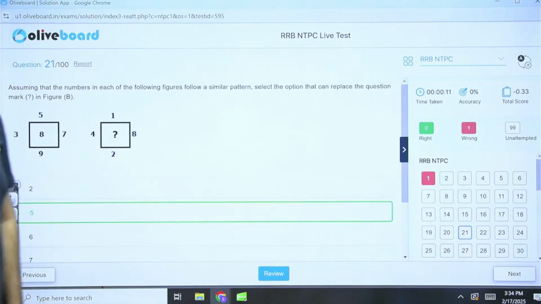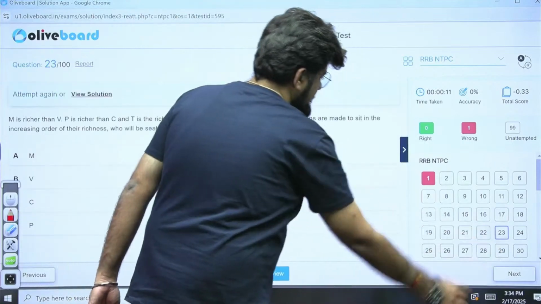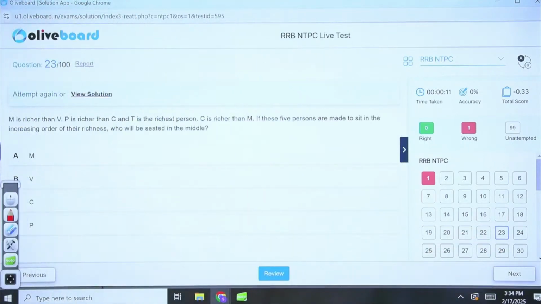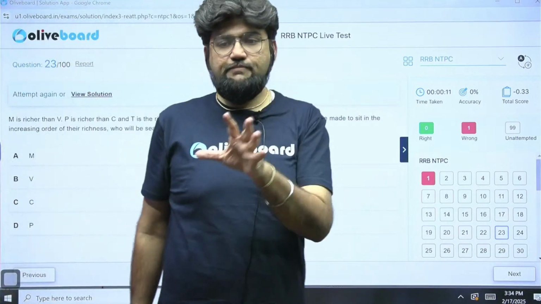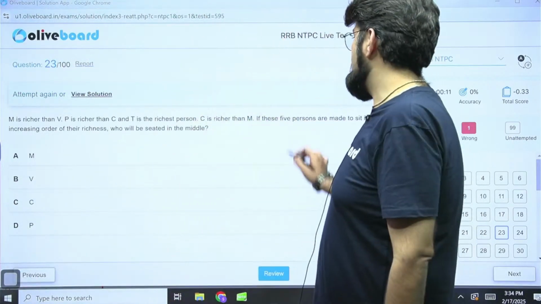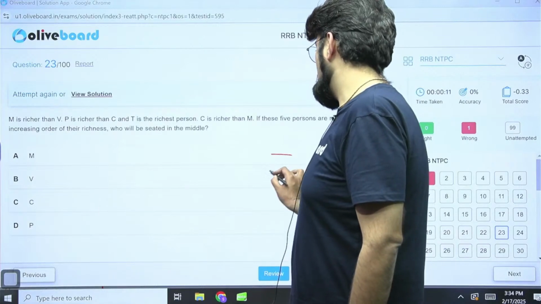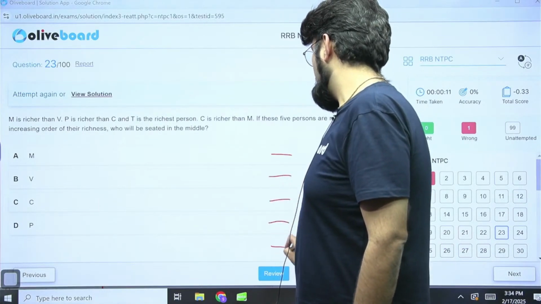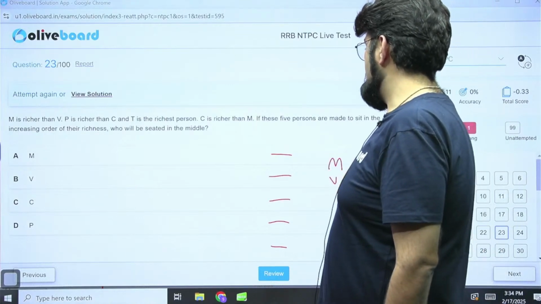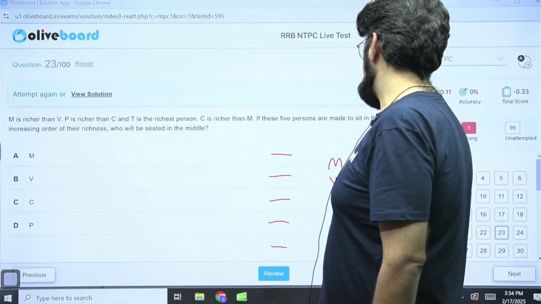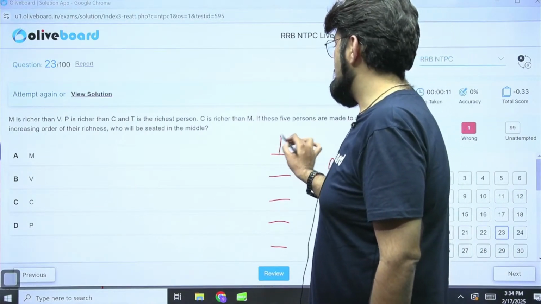Next question, 23. Easy order based question. How we can approach this is, we know that there are 5 people. If there are 5 people in the question, you will always set a scope for 5 people. So let me set a scope for 5 people. 1, 2, 3, 4, 5. Now it is saying M is richer than V. So I'll just write M above V somewhere. I'll say P is richer than C. T is the richest. So we can fix him here.